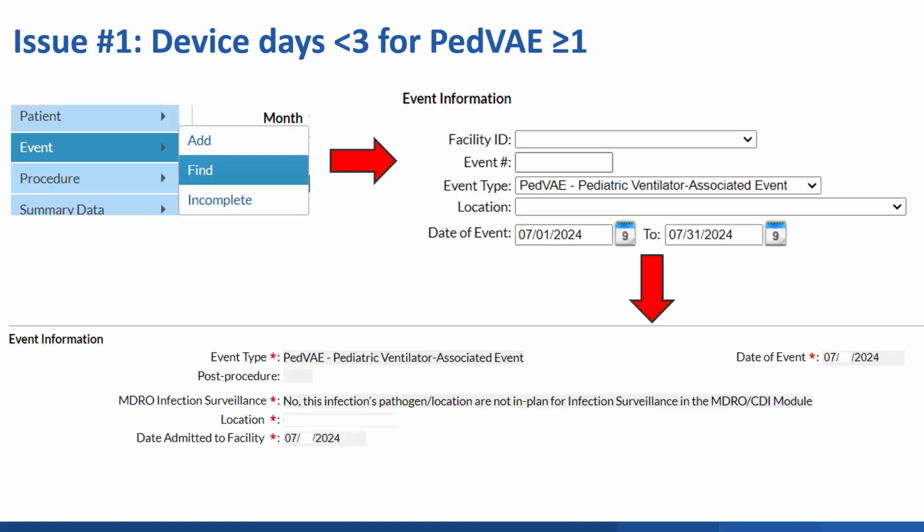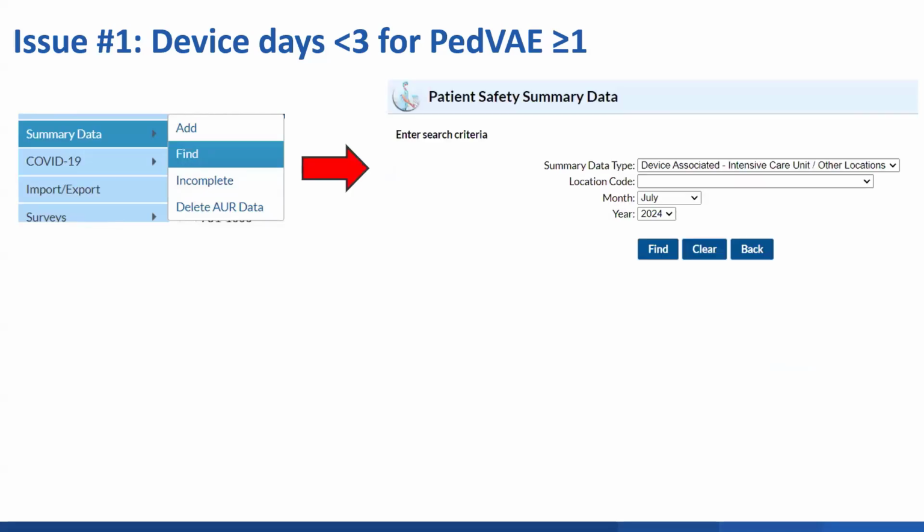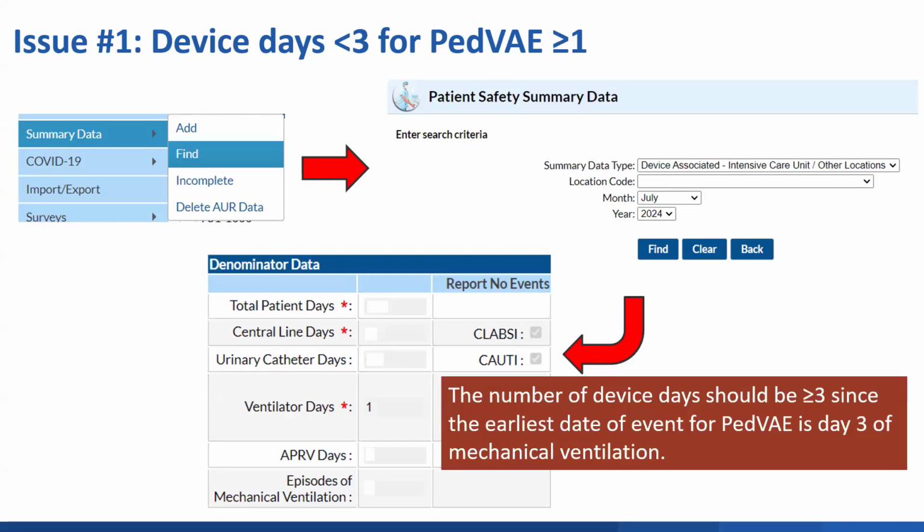Now, the next step I would do is go to summary data and find the summary data for that same month. We can see the ventilator days was reported as 1 day. The issue was that the number of device days should be at least 3 days, since the earliest date of event for PedVAE is day 3 of mechanical ventilation, where the day of intubation and initiation of mechanical ventilation is day 1.